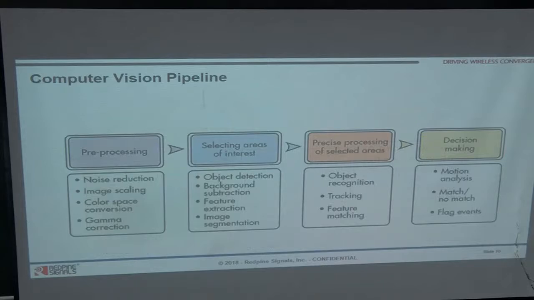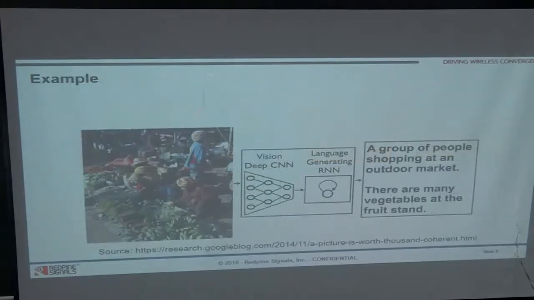So when an image comes into a system, you have to do some pre-processing. You might have different light conditions, you might have objects blocking, you might have unwanted things. So the first step is your pre-processing, in which you are doing noise reduction, scaling, color space conversion. Maybe you are better off doing black and white rather than color. The next step is selecting areas of interest. So in this particular example, you might find that people are interesting, vegetables are interesting, the people are walking around, there is some dust here. These are the areas of interest that you would essentially try to identify.